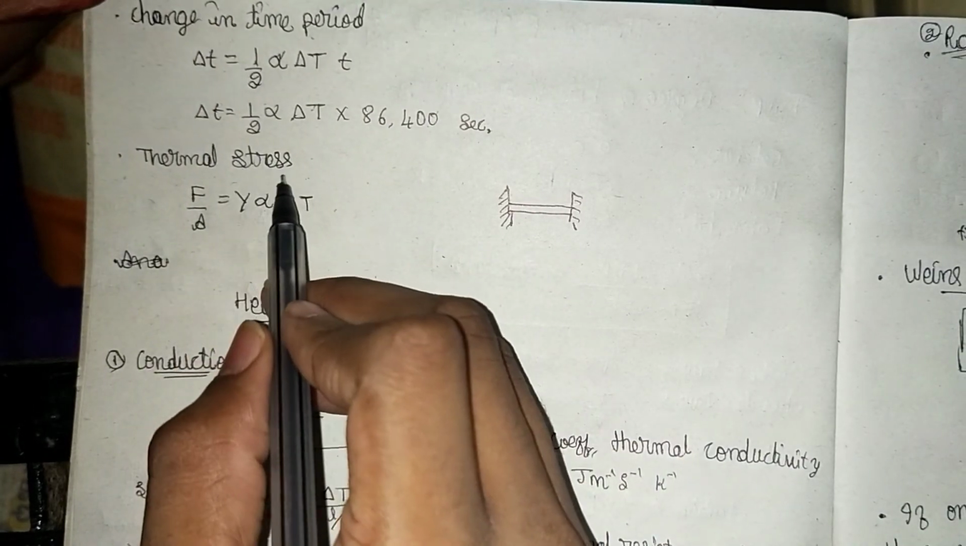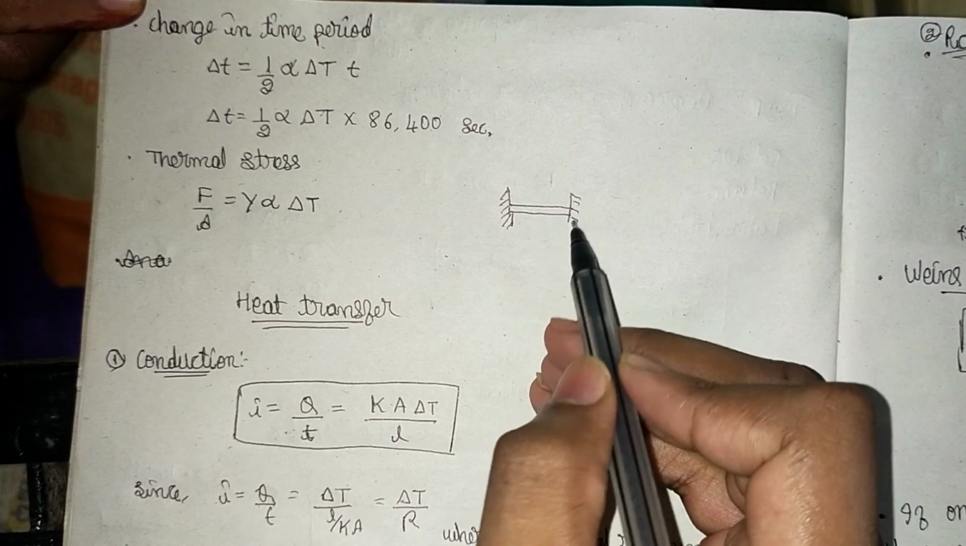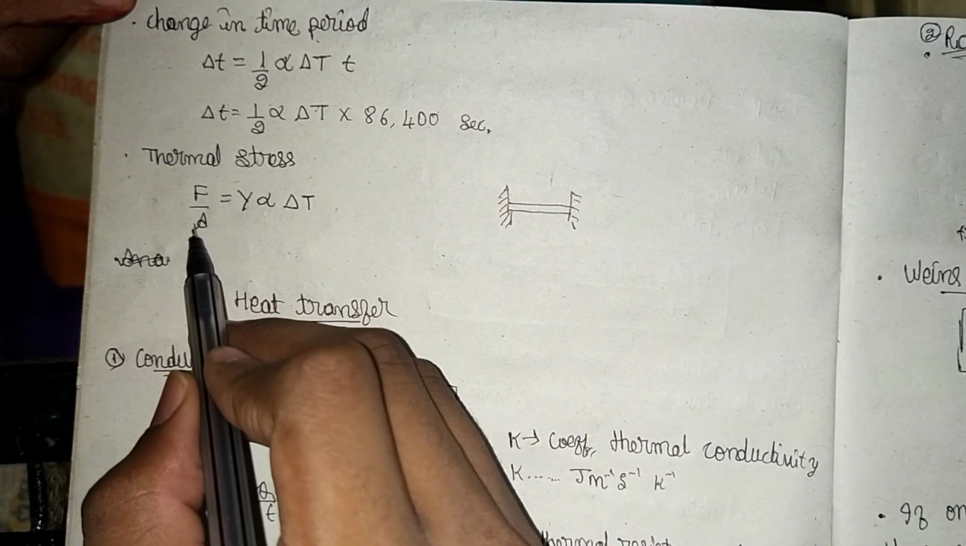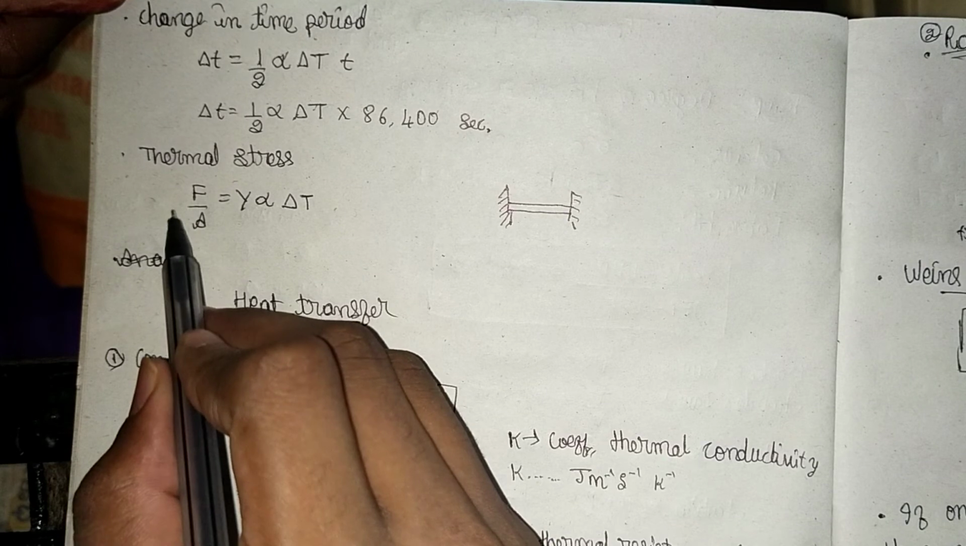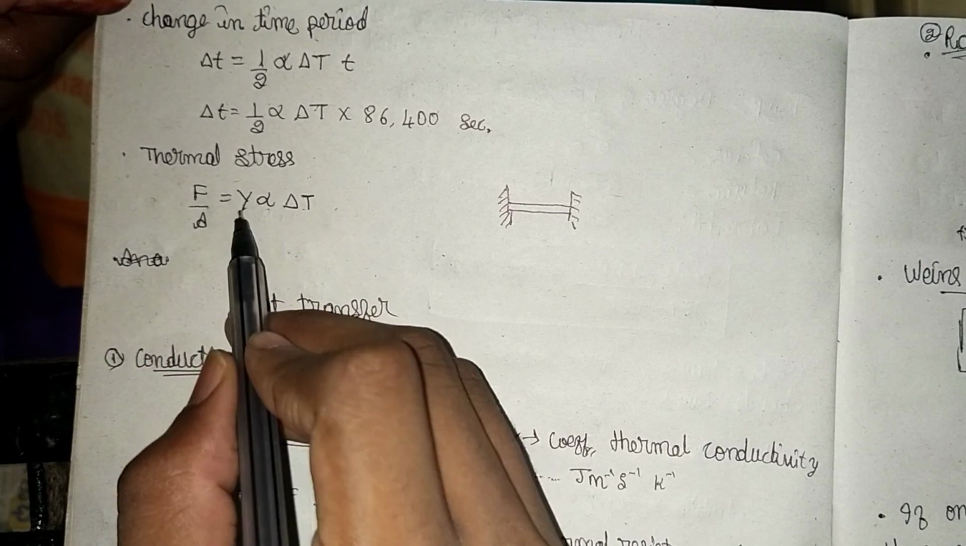And thermal stress, which arises for a rod kept between two walls, is given by force per unit area, that is pressure, equal to y alpha delta t, where alpha is the coefficient of linear expansion and y is the Young's modulus.